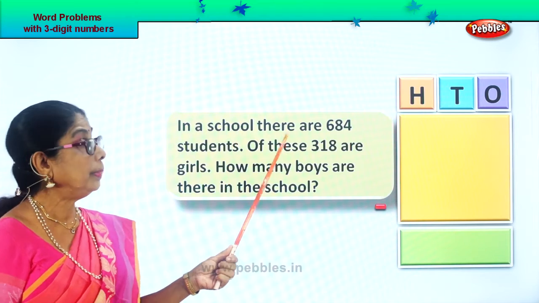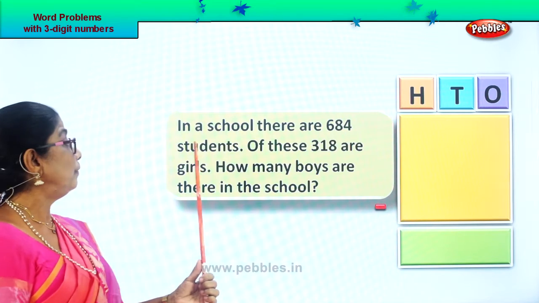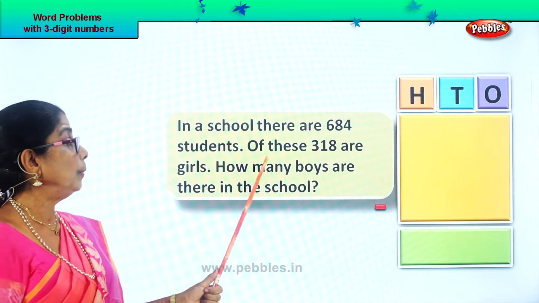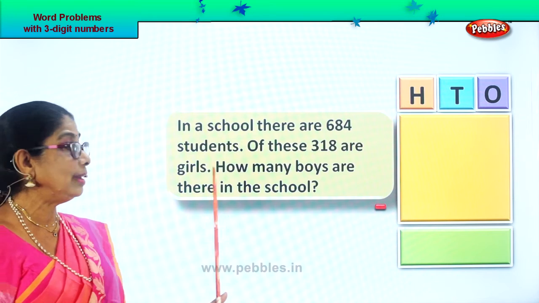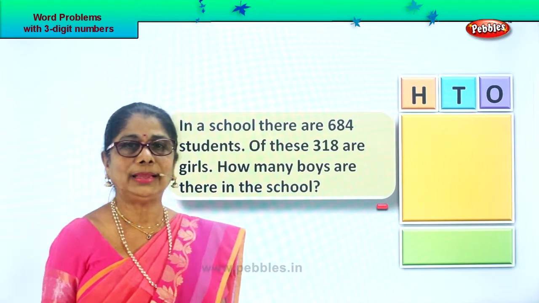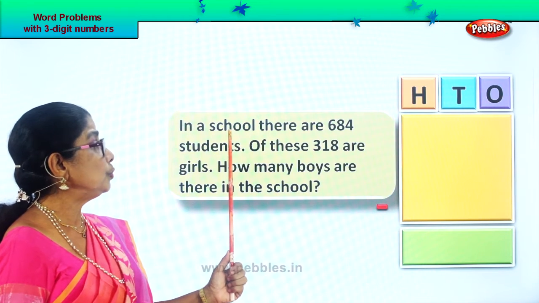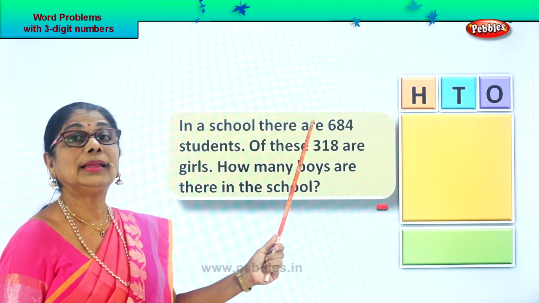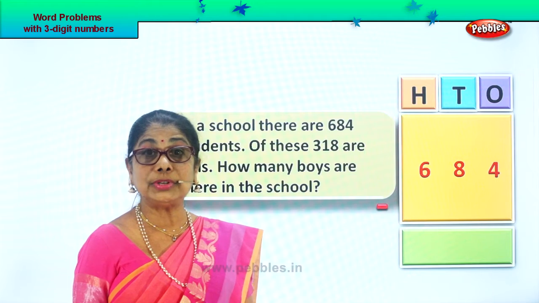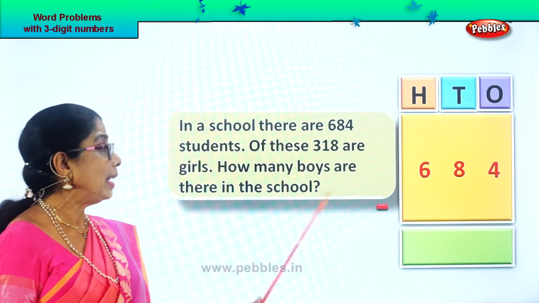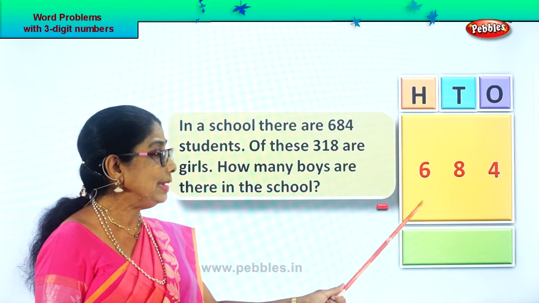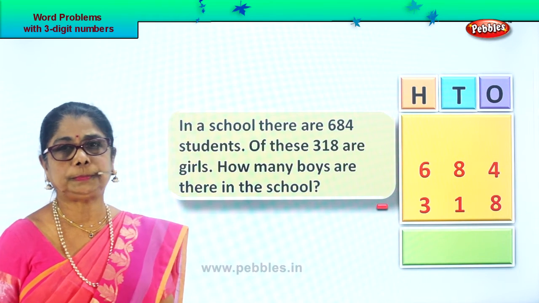In a school, there are 684 students. Of these, 318 are girls. How many boys are there in the school? Now, let's go on. The number of students in the school is 684. We write it here. The number of girls in the school is minus 318. We put it here.